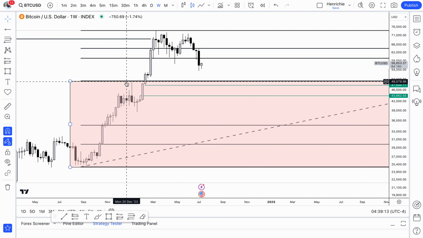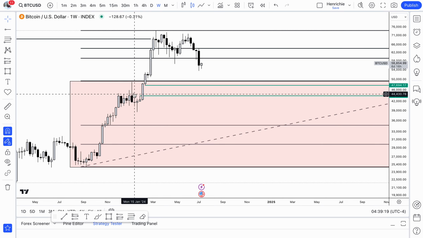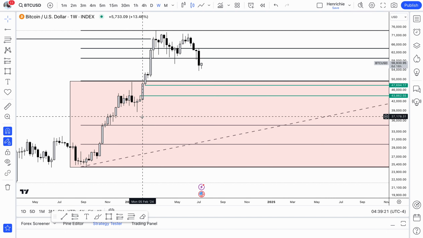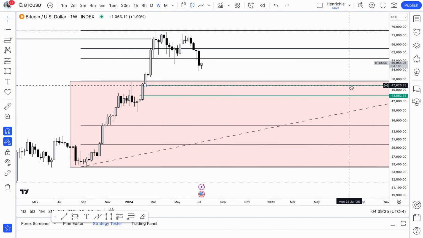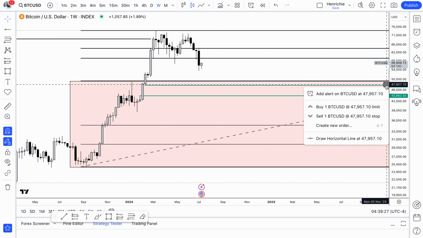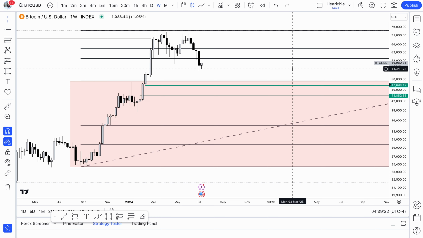Why? Number one reason is it's below equilibrium, inside discount. Secondly, we have an inefficiency, and we also have the last down close candle before this impulse move to break structure. So if we do see price come there, that would be a very beautiful thing to see, and we'll be watching it closely for a smaller time frame shift in market structure.